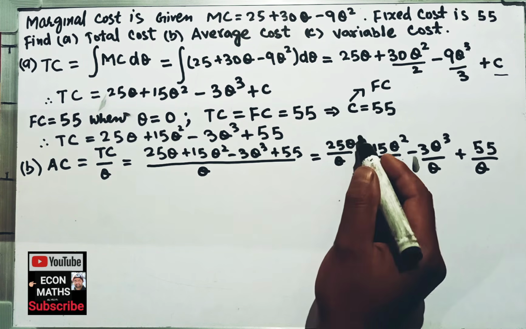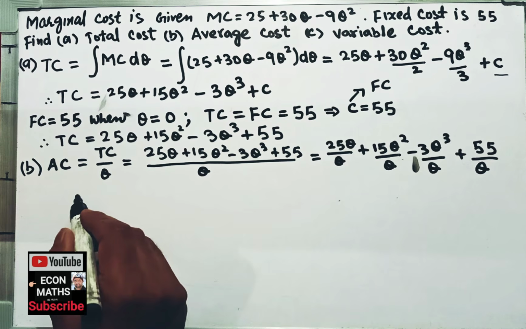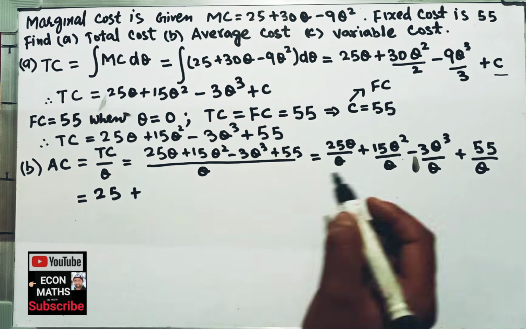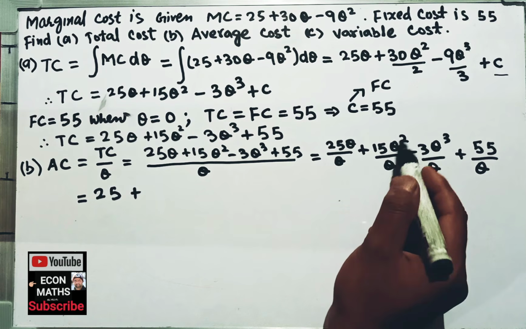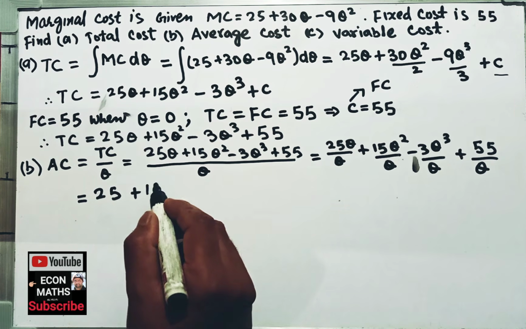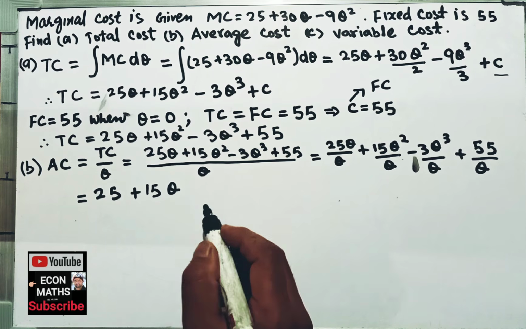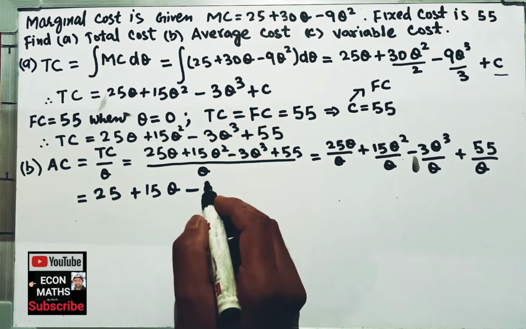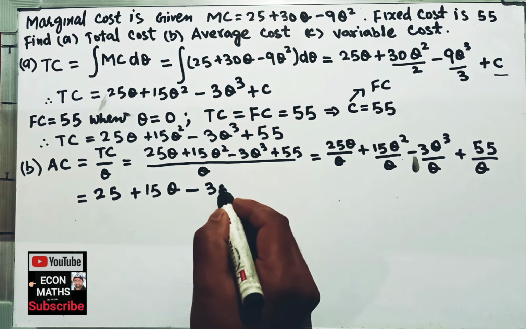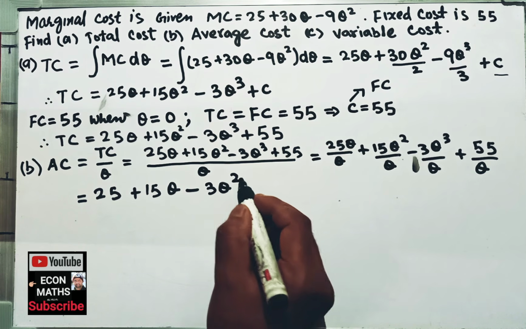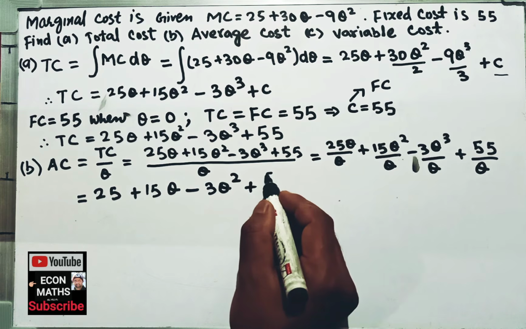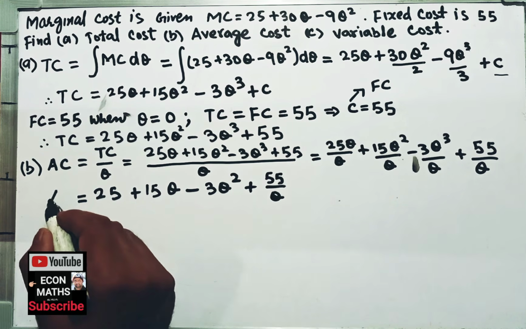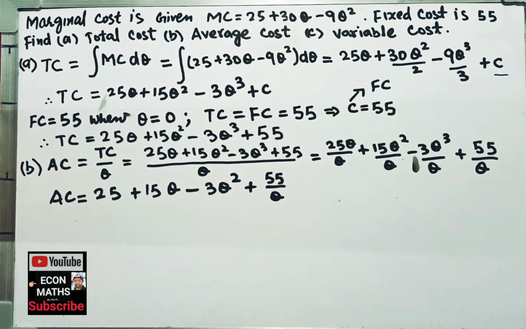Now this q and q will cancel. That will become 25, plus here this q and 1q will cancel, so this will become 15q. Similarly here q and 1q will cancel, so this will become 3q square, plus 55 divided by q. So this is the average cost function.